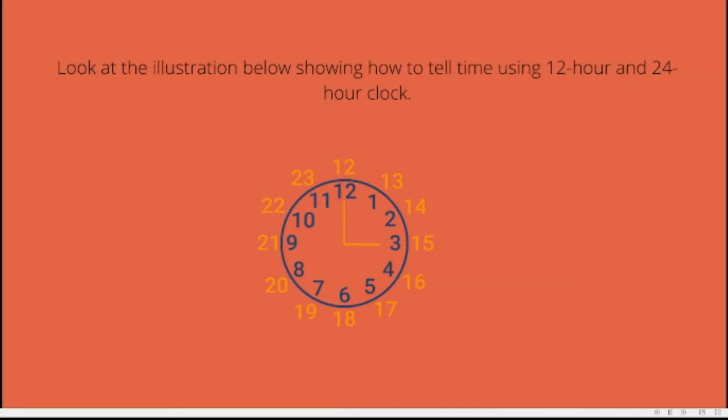Look at the illustrations below, showing how to tell time using the 12-hour and 24-hour clock. As you can see, 12 o'clock in the 24-hour clock is also 12, but 1 p.m. should be 13, 2 p.m. should be 14, 3 p.m. should be 15, 4 p.m. should be 16, 5 p.m. should be 17, 6 p.m. 1800 hours, 7 p.m. 1900 hours, 8 p.m. 2000 hours, 9 p.m. 2100 hours, 10 p.m. 2200 hours, 11 p.m. 2300 hours, and then it is the same at 12 midnight.